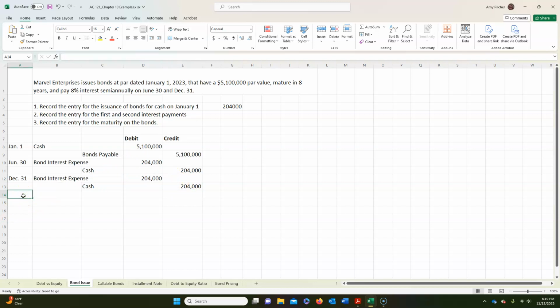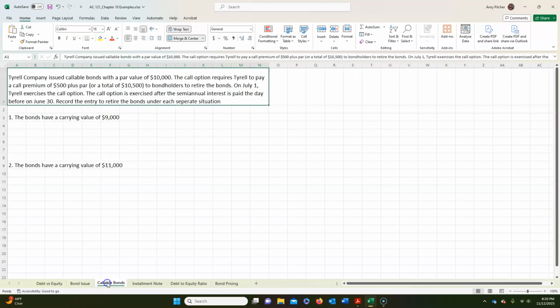Then at the end of 8 years, we are going to pay those bonds. So bonds payable of $5,100,000 and cash of $5,100,000. We don't have interest expense there because we've been paying the semi-annual interest throughout the years.